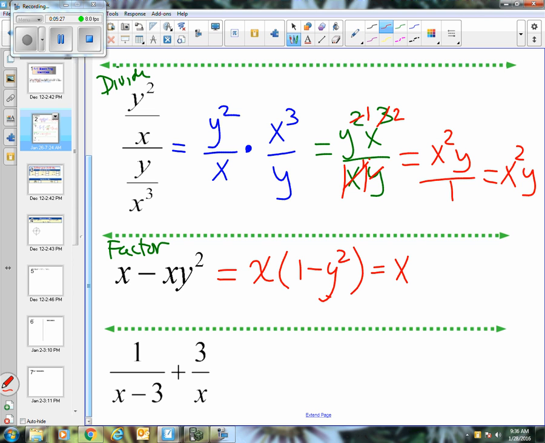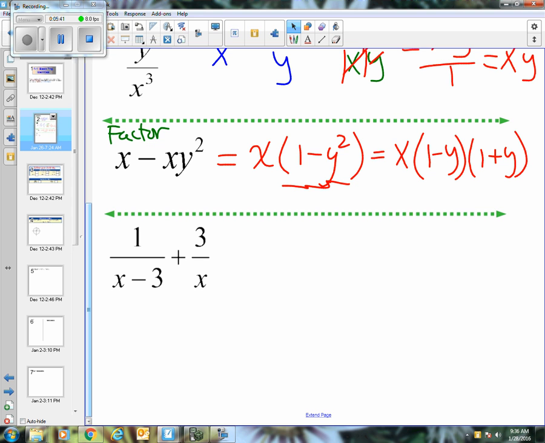Now, look inside. Is there anything you can do more? Well, that's that difference of squares again. So I can rewrite that difference of squares as a product of two factors, binomials, 1 minus y, 1 plus y. That's the idea of factoring completely, so we want to make sure we go as far as we can. Okay, here's your last one that I want you to do, and I want you to just do the operation of addition. I want you to add those two together.